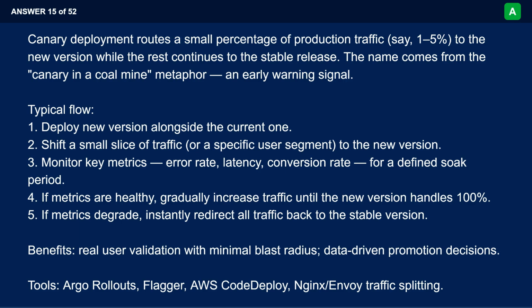Benefits: real user validation with minimal blast radius, data-driven promotion decisions. Tools: Argo Rollouts, Flagger, AWS CodeDeploy, Nginx/Envoy traffic splitting.